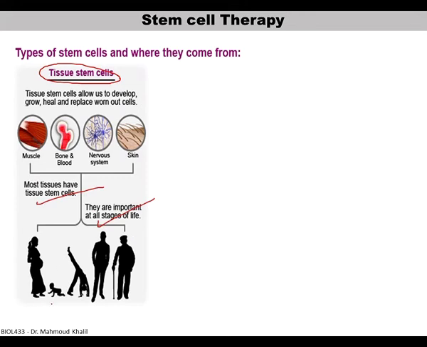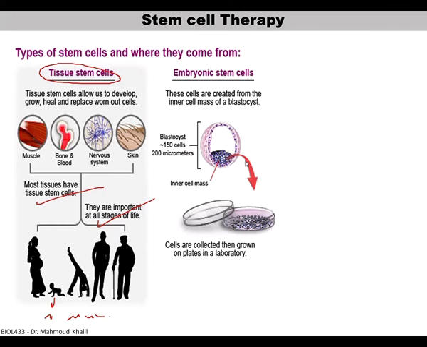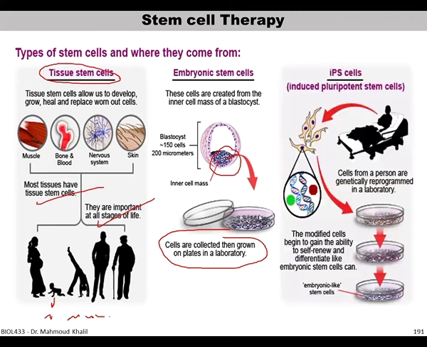The second type is embryonic stem cell. These cells are created from the inner cell mass of the blastocysts. So scientists can remove this inner cell mass and do research in the laboratory on this type of cells. And cells can be collected and grown on plates in a laboratory. The third type is the induced pluripotent stem cells, in which cells from a person are genetically reprogrammed in the laboratory, and these modified cells begin to gain the ability to self-renew and differentiate like embryonic cells, and soon after they can be introduced into the patient for regeneration.